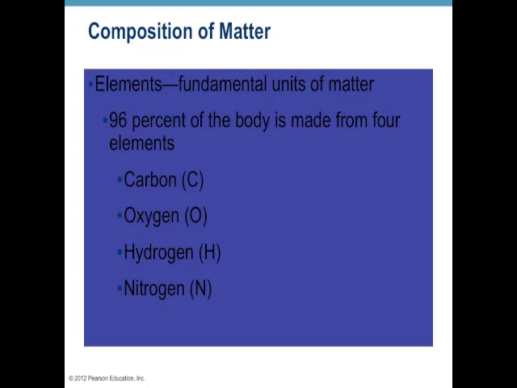Now, atoms are the building block of all elements. Now, we are looking at 4 basic elements right there in front of us: carbon, oxygen, hydrogen, and nitrogen. 96% of the body is made up from these 4 elements. Now, there are other elements that our body uses, but they are known as trace elements, and they are a much, much lower percentage. You're talking about less than 2 to 3% may be made up of these trace elements. But let's look at some of these elements real quick.